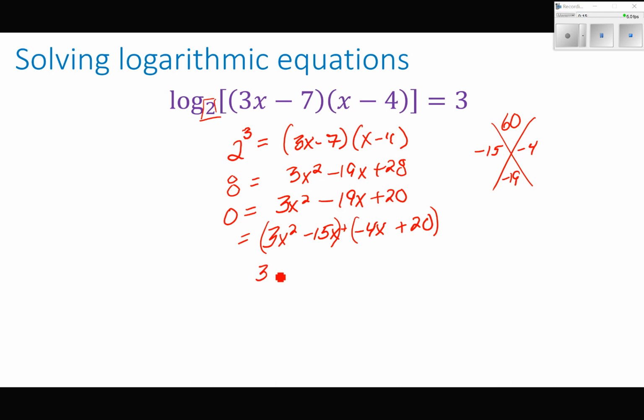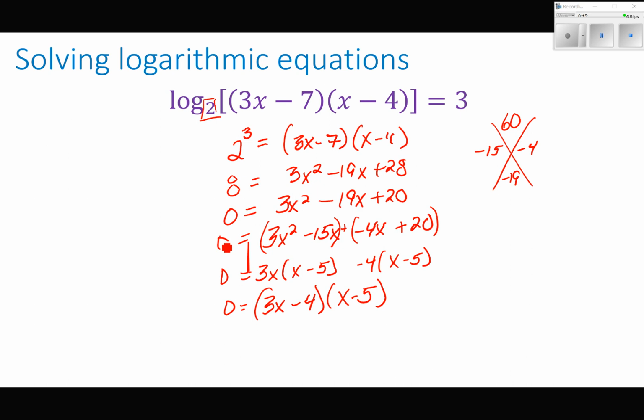I can factor out a 3x from this, and so this would be x minus 5. I know this one has to be x minus 5 as well. If I bring out my negative 4, then I'm going to have 3x minus 4, x minus 5 as my two values when I factor this. Solving for it, remember this all equals 0. X would have to be equal to 4/3, and x would have to be equal to 5.